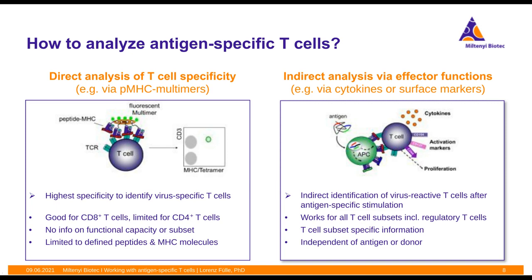In contrast, there are the indirect analysis methods, which analyze more the effector functions of T cells, for example, via the secretion of cytokines or also the upregulation of certain surface markers. So this really represents an indirect identification of virus-reactive T cells after an antigen-specific stimulation. And these indirect methods work very well for all T cell subsets, also including regulatory T cells. They provide T cell subset-specific information, and they're also completely independent of the antigen and donor. And most importantly, these indirect analysis methods can all be analyzed using flow cytometry.